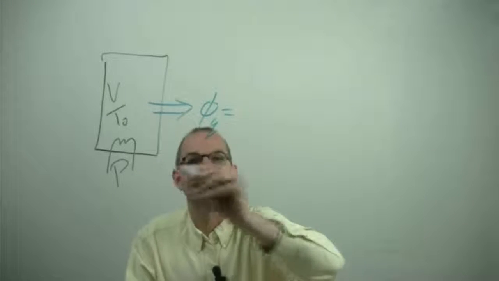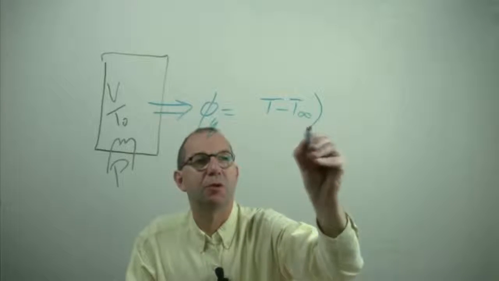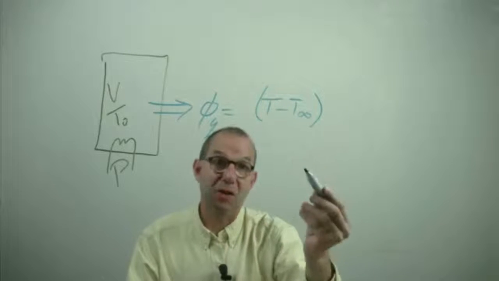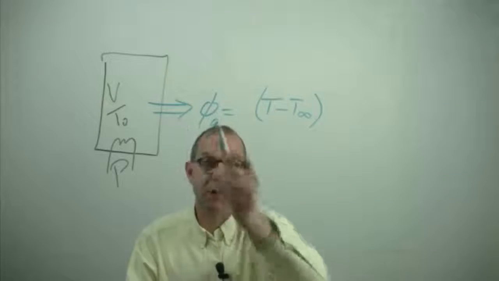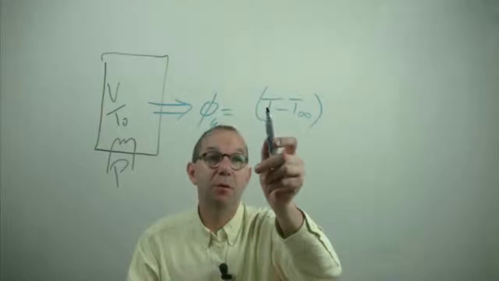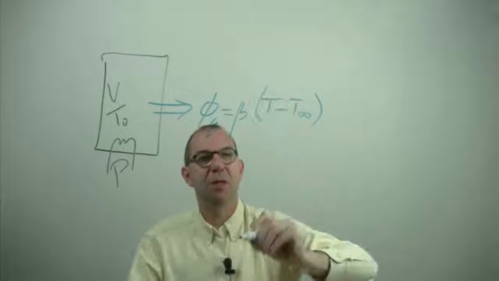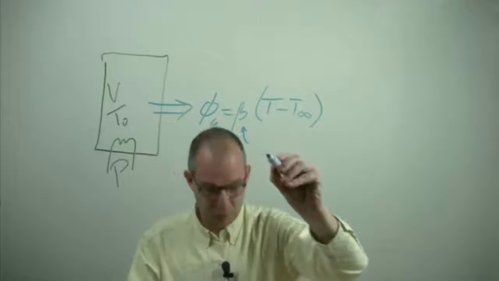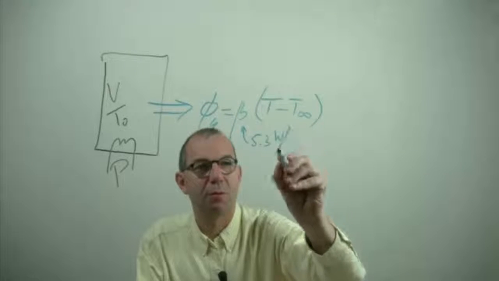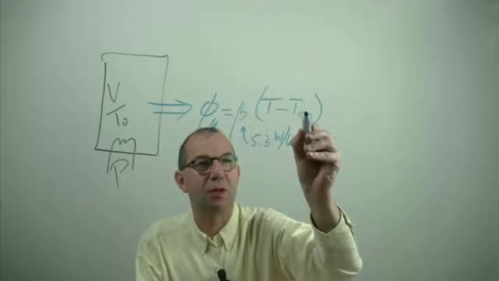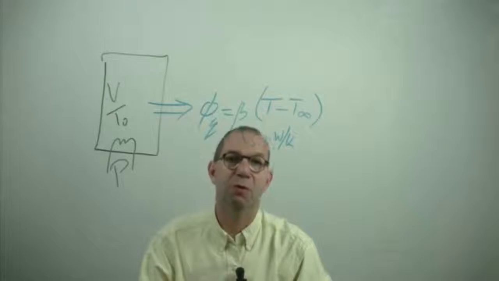The loss from the cooker is proportional to the temperature difference of the water temperature in the cooker minus the surroundings. Makes sense. The hotter the water, the more heat you expect to flow out. If the temperature of the water is the same as the surroundings, you expect nothing to happen. We're going to put a coefficient beta in front of this, which has a numerical value of 5.3 watts per Kelvin. So if this is a 20 degree temperature difference, multiply that by 5.3 and you have the heat flow in joules per second flowing out.